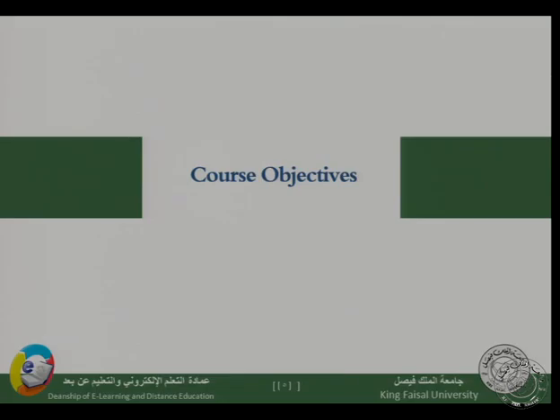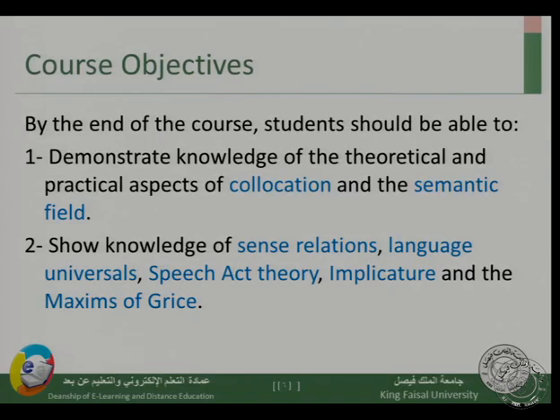The objectives of this course are as follows. By the end of the course, students, you should be able to first demonstrate knowledge of the theoretical and practical aspects of collocation and the semantic field. So you show knowledge that you understood these topics, and of course apply them practically in different situations.